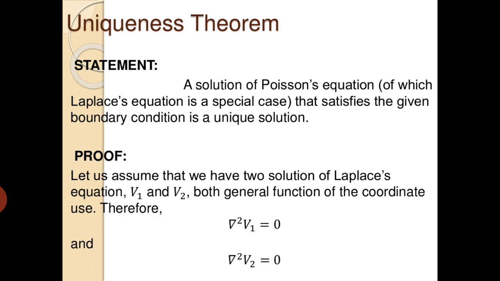For proving the uniqueness theorem, let us assume that we have two solutions. We consider a Laplace equation for this, which is a special case of Poisson's equation. One is v1 and one is v2, both general functions of the coordinates. Therefore del square v1 is equal to 0 and del square v2 is equal to 0. These are the two solutions we have obtained from the Laplace equation.